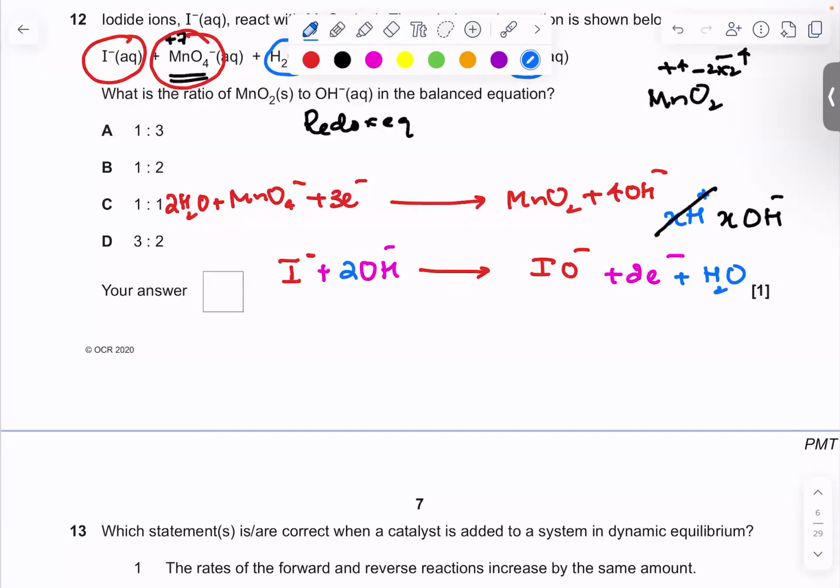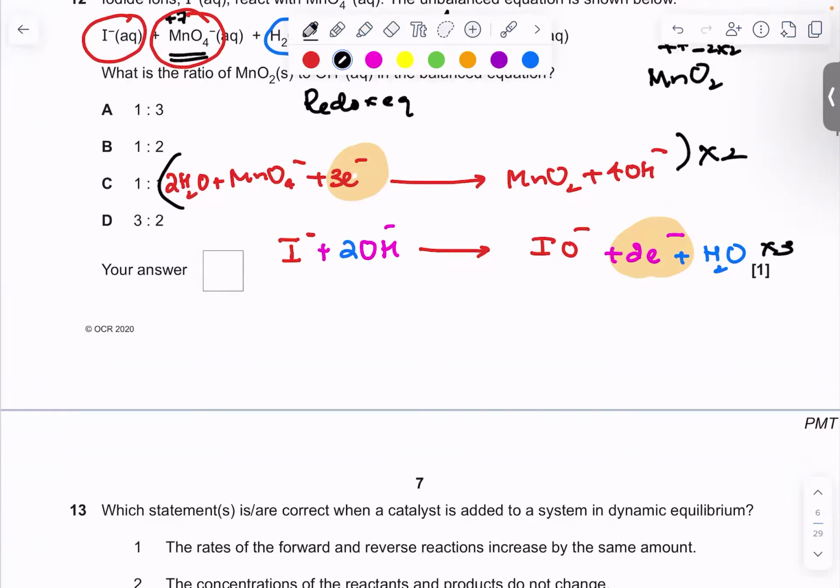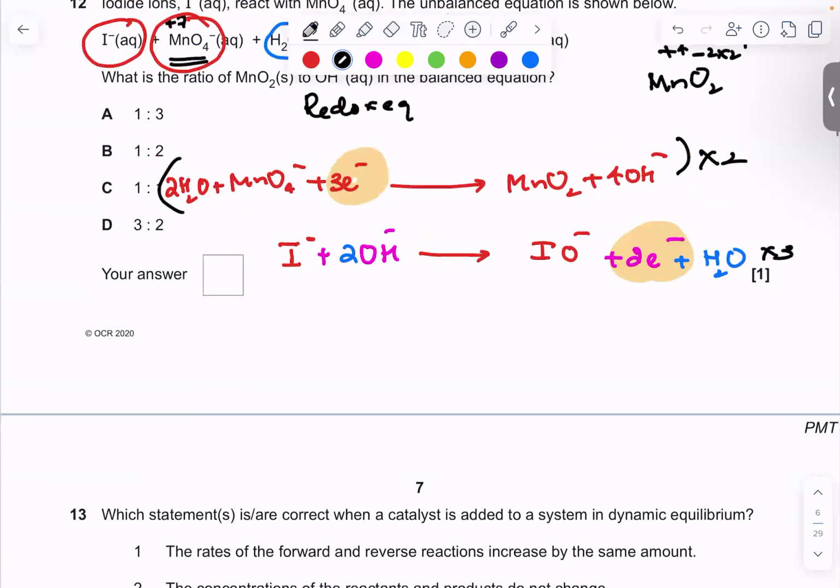Good. Now we have 2 electrons here and 3 electrons here, prime numbers. So what we need to do is multiply the top by 2 and the bottom by 3. There you are. So you are going to get lots of calculations.